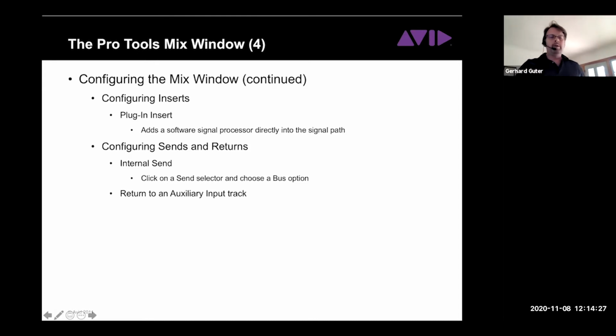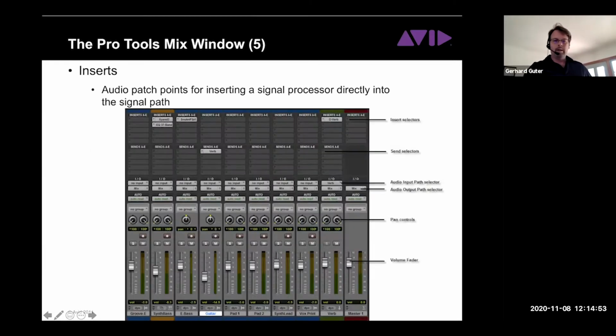But in order to use these plugins in parallel processing, or just to avoid having to instantiate a plugin per track, we're going to have to set up these sends, configuring sends and returns. In most cases, we'll set up one of these sends on an audio track, and we'll return by way of an auxiliary input track. And let me show you what that would look like. Actually, it would be a matter of this.